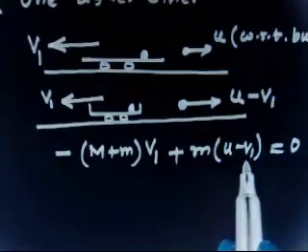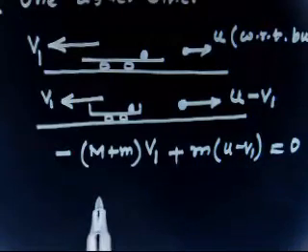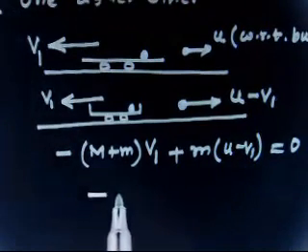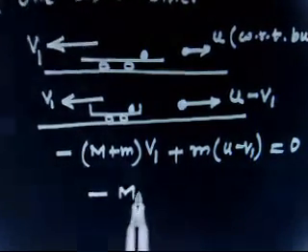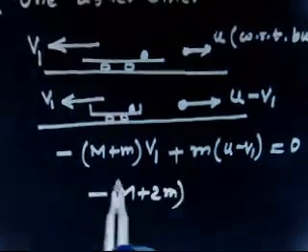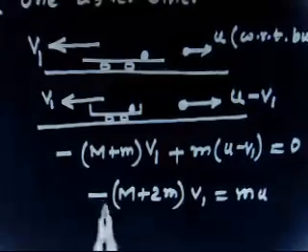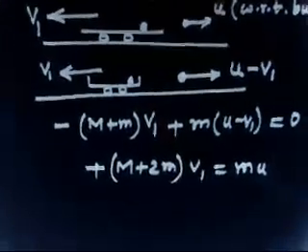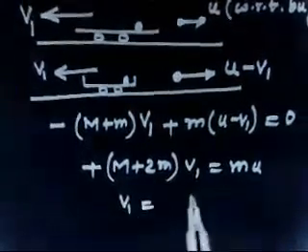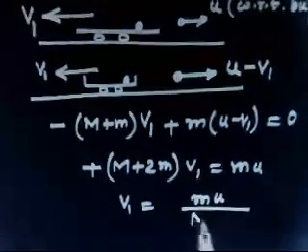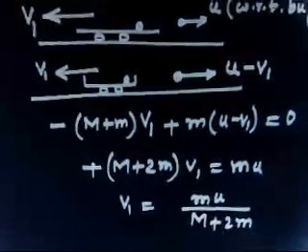So what you will have? You will have minus (m plus 2M) v1 is equals to mu. I have to take this plus also. You can do it yourself, this is simple calculation. So v1 will be mu divided by m plus 2M.